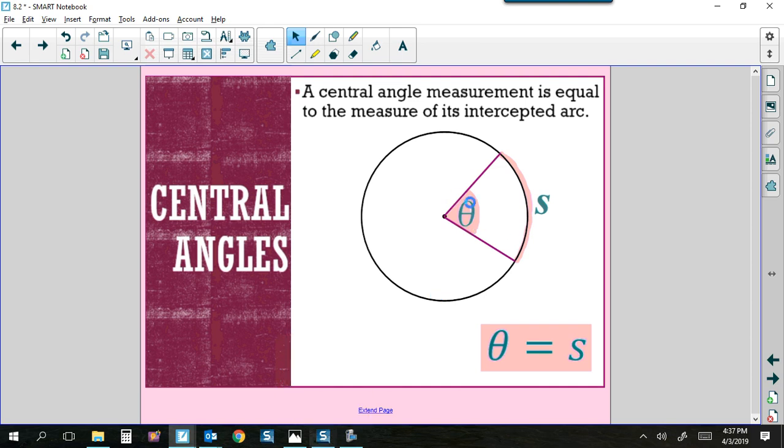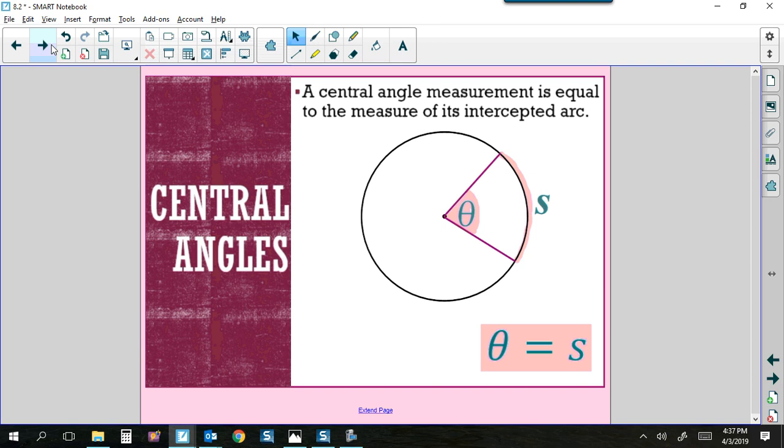So I'm using theta for my angle. Whatever degree this is, the measurement of this arc, remember an arc is just a piece of the circle, they are going to be equal, and these are measured in either degrees or radians. When solving a problem, if you look at the examples on the next page or your homework, you're going to basically be setting up equations. So you need to identify that when you're comparing an arc measurement with a central angle, they are equal to each other.